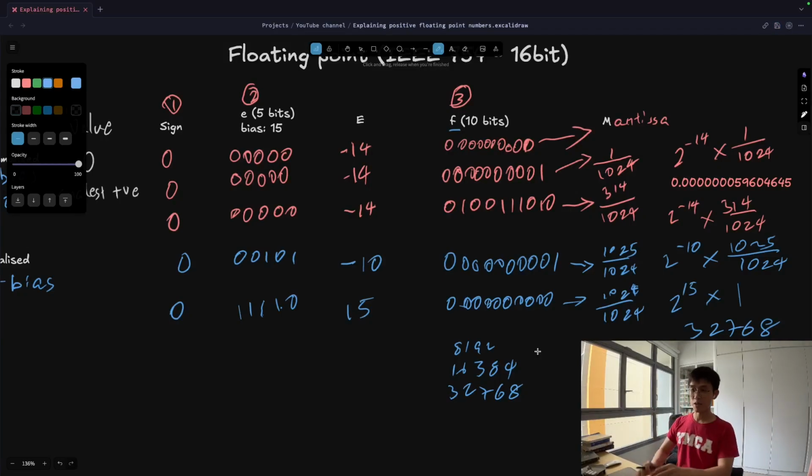So I just double checked my values and I think they are correct. So the floating point F16 representation of the number 32768 is 0 1 1 1 1 0, then the rest are zeros. So this is essentially how a positive floating point number is derived from the floating point representation of the number.